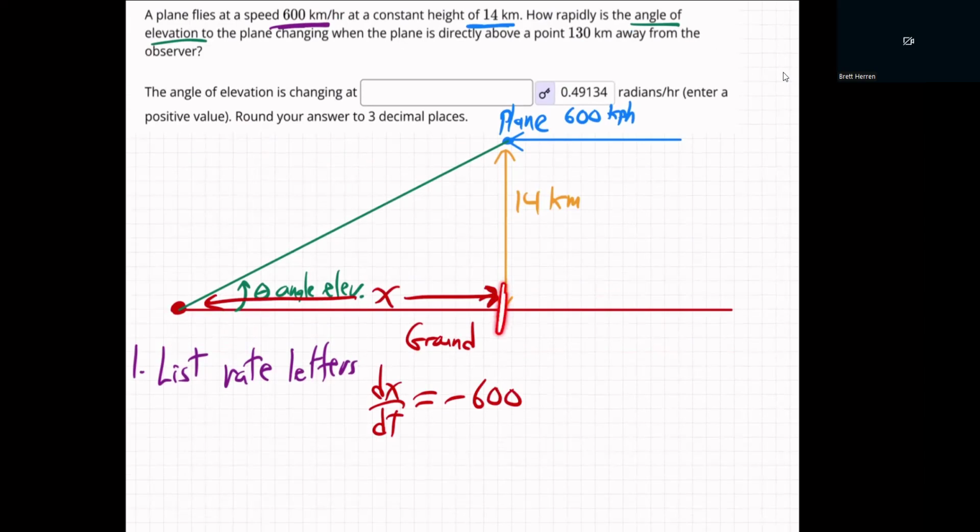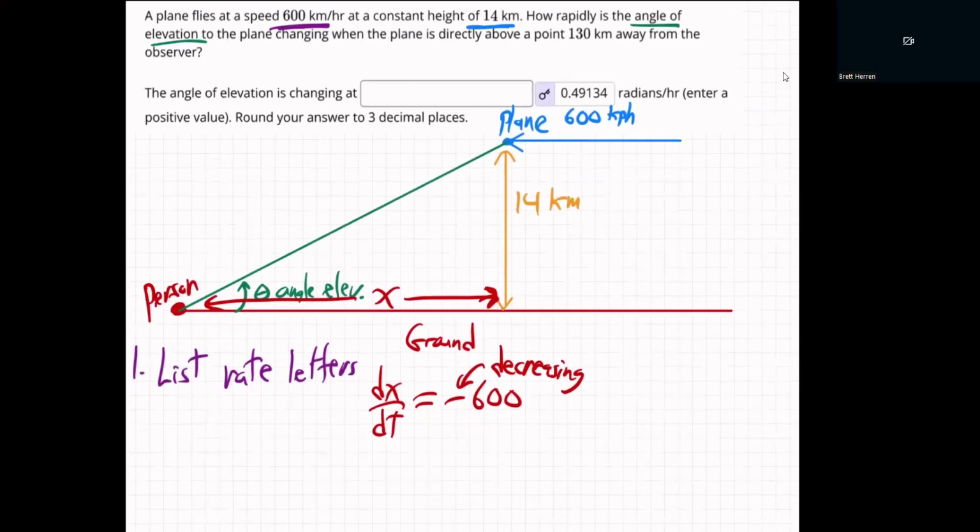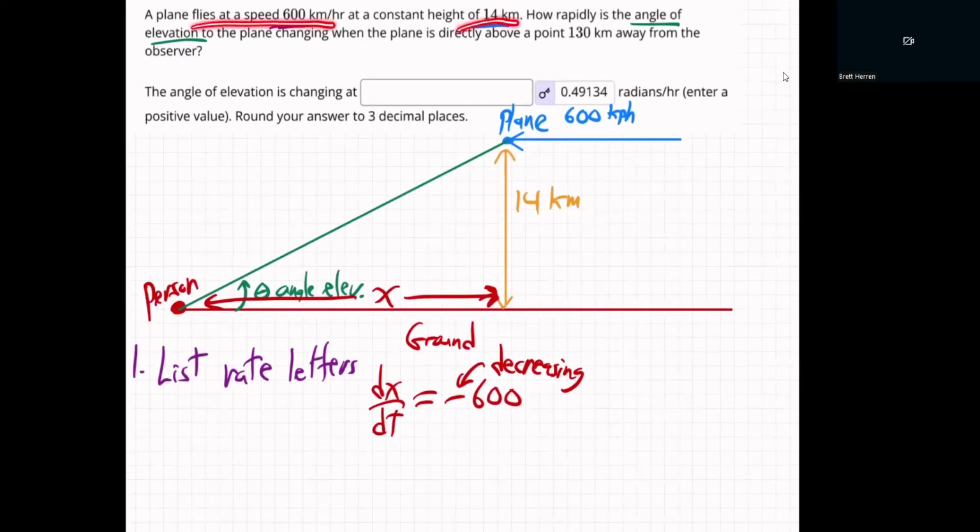So if x is how far on the ground from the person to what's directly under the plane, then that's shrinking. Why is it negative? Well, because it's decreasing by 600 kilometers every hour because the plane's flying like this. And so that x distance is shrinking. Okay, so that's one rate they mentioned. That's the speed. Constant height, that's not a rate.